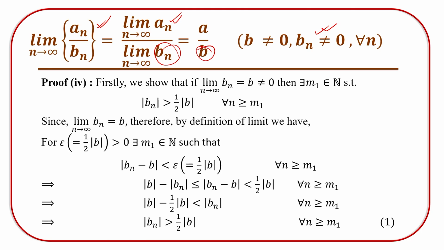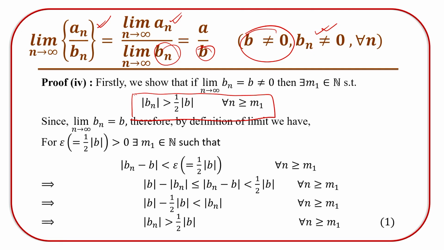So how to show this? Firstly we show that if limit b_n equals b, which is not equal to 0, as we have already assumed here, then there exists a natural number m1 such that |b_n| is greater than 1 by 2 |b|. This is quite a big claim, so for this claim we have to show individually that it really happens.